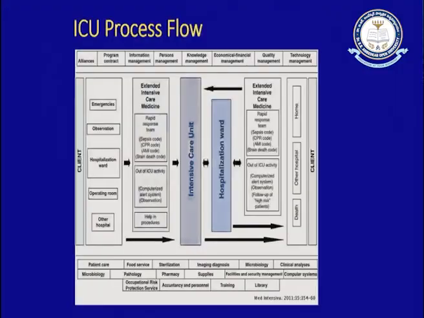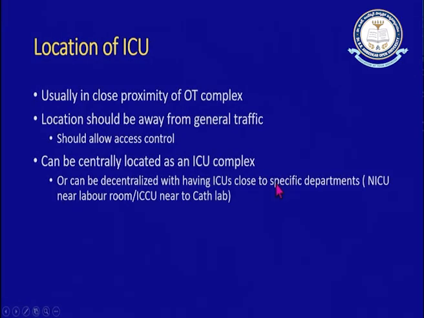the patient is then planned to move to a different care area in the hospital, or sometimes the patient can be directly discharged from the ICU to home. So, these are the different process flows, how the patient comes into the ICU and how the patient leaves the ICU. Again, as we say discharge, the regular billing process and everything happens. Okay. Now, moving on to the location of the ICU.